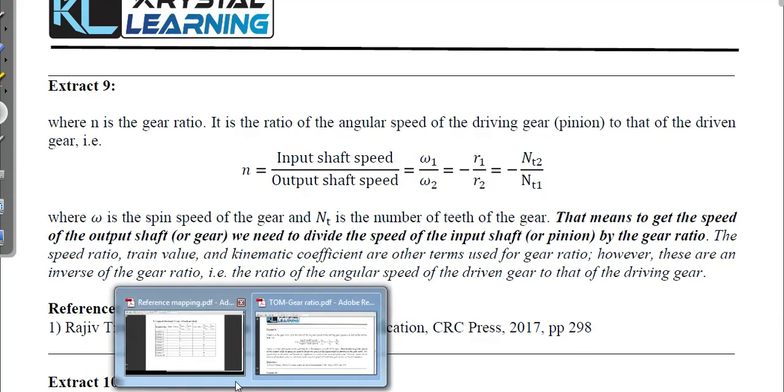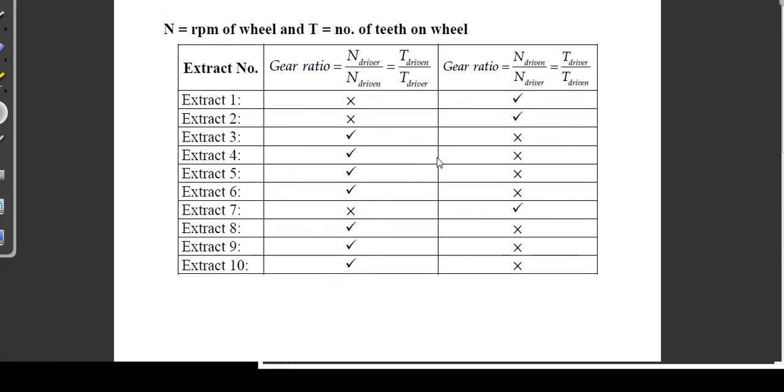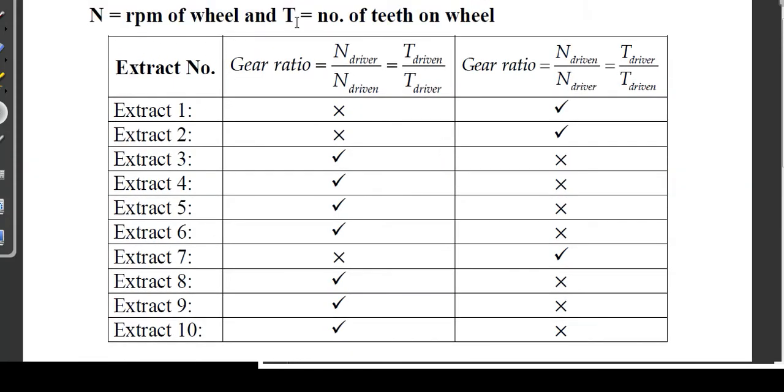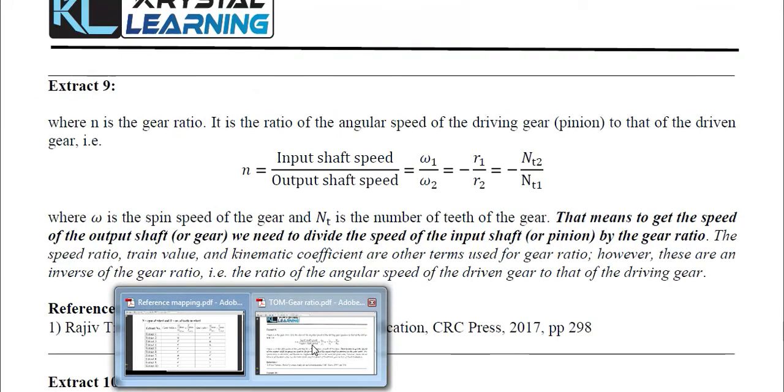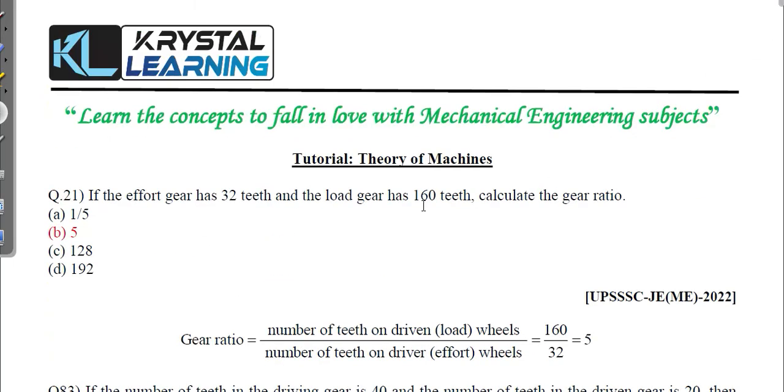I have also tabulated this table. You can see n is RPM, and the inverse relation is there for extract 1. It is saying this one is right, extract 2 this one is right, and the other extract this one is right. Both terms are being used for the gear ratio. I made this lecture just to make clear that both of the definitions are right. Before that, I was quite amazed to see, because I was referring to different resources and books, and I was getting confused. But after discussing these points, you got to know that both of the definitions are right.